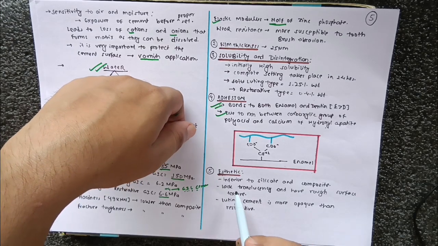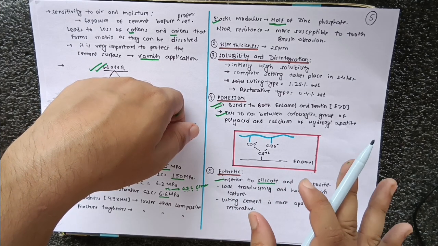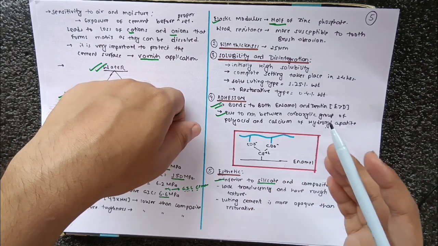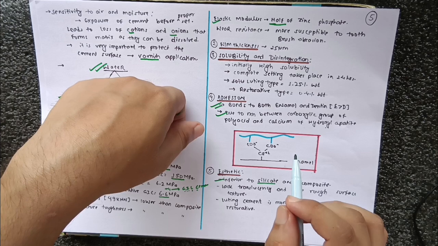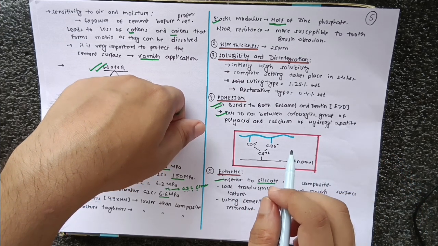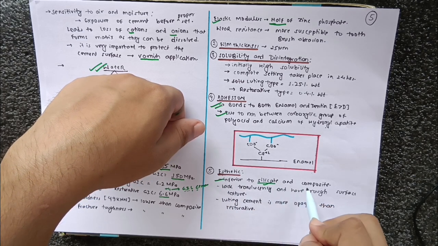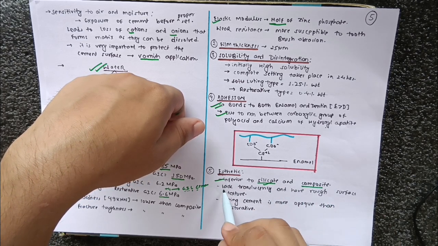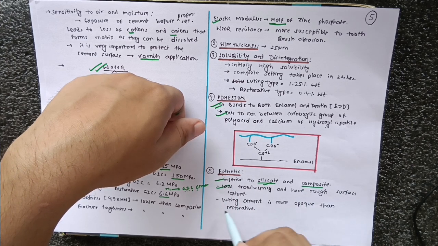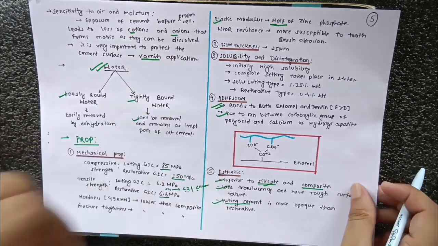After that, in aesthetics, it is inferior to the silicate and the composite. Silicate is the best aesthetic cement, but it has a high pulp irritating property, so we don't use that, but it is very aesthetically good cement. So GIC is inferior to the silicate and inferior to the composite. Similarly, it lacks translucency and has a rough surface and texture. Luting cement is more opaque than the restorative cement, so luting GIC is more opaque than the restorative GIC.